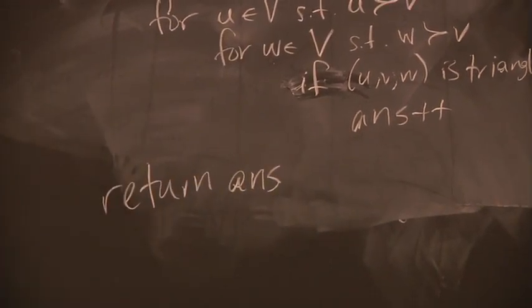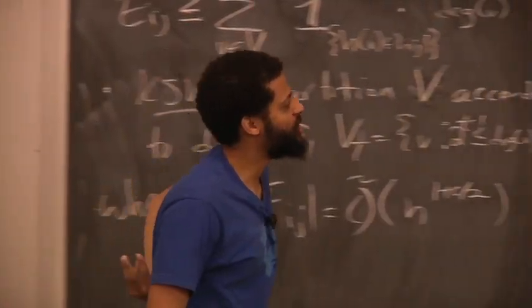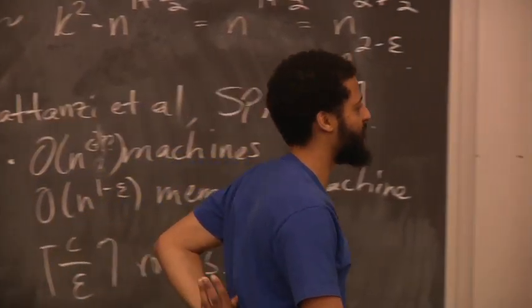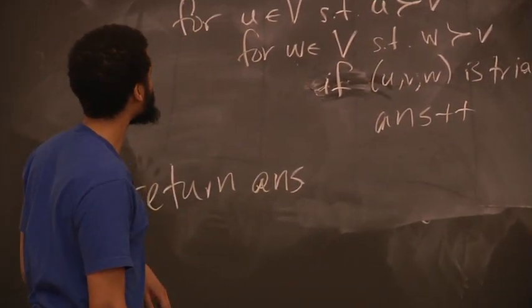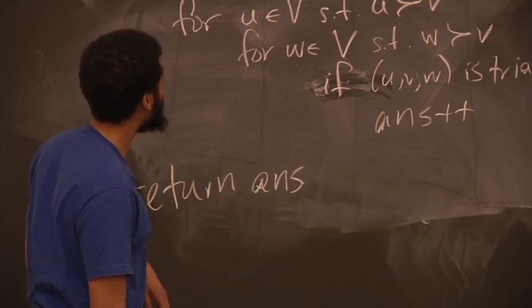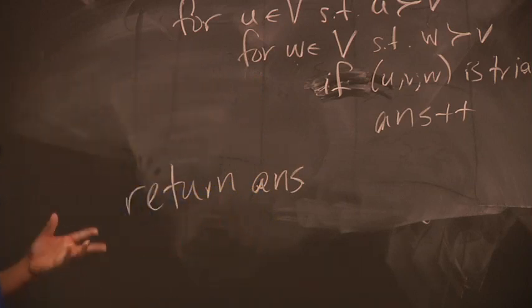Okay? Does that make sense? So, each triangle, basically, in this code, each triangle is counted exactly once, right? Because this is a total order on the vertices, and well, okay, I guess maybe twice because there's VUW and there's also VWU. But maybe I need to return answer over 2 or something.